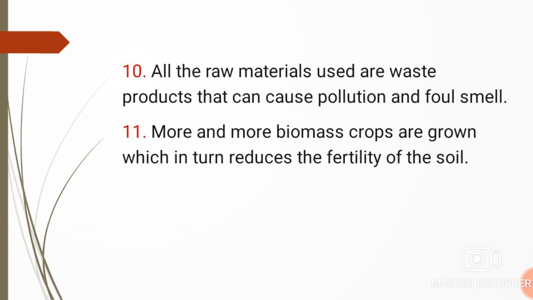Next disadvantage is that more and more biomass crops are grown, which in turn reduces the fertility of the soil. As we already mentioned, different crops are grown for the biogas plant, which act as agricultural crops for the biomass plant and as a raw material for the production of biomass energy. And sometimes when more and more biomass crops are grown, this reduces the fertility of the soil. So this is not good for our environment. This is also a disadvantage of the biomass energy conversion process.